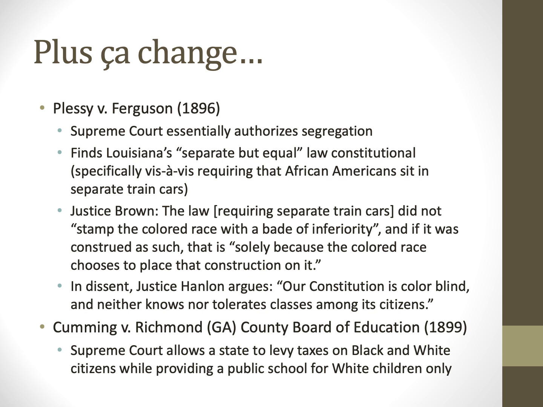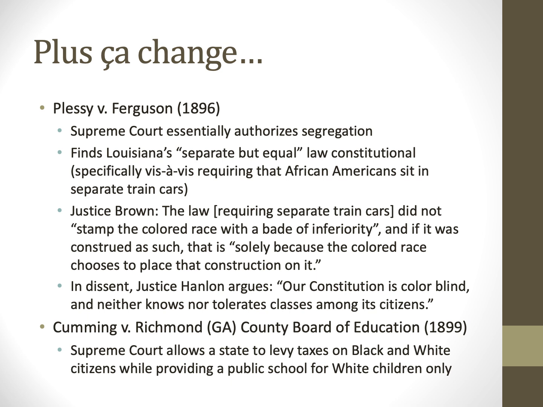That said, segregation, of course, didn't go away. So in the late 1800s, the Supreme Court essentially authorized segregation by upholding Louisiana's separate but equal law as constitutional. And in that case, that law was specifically about African Americans in separate train cars. But it was used as an extension of the support for the idea that separate but equal was allowed in other areas such as education.